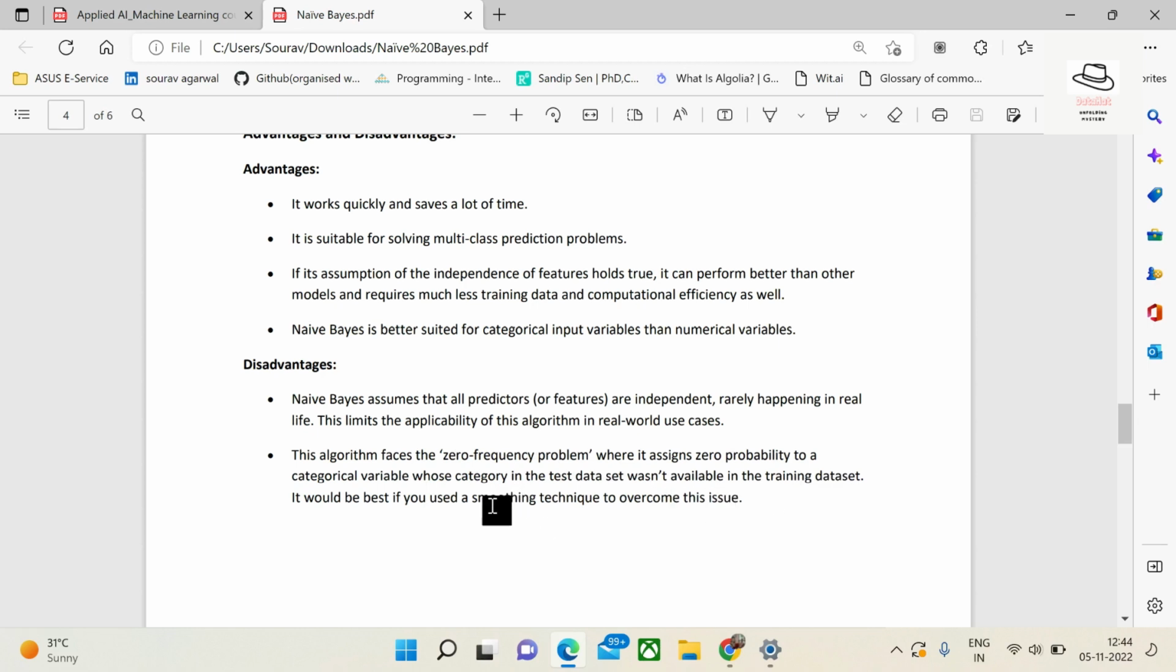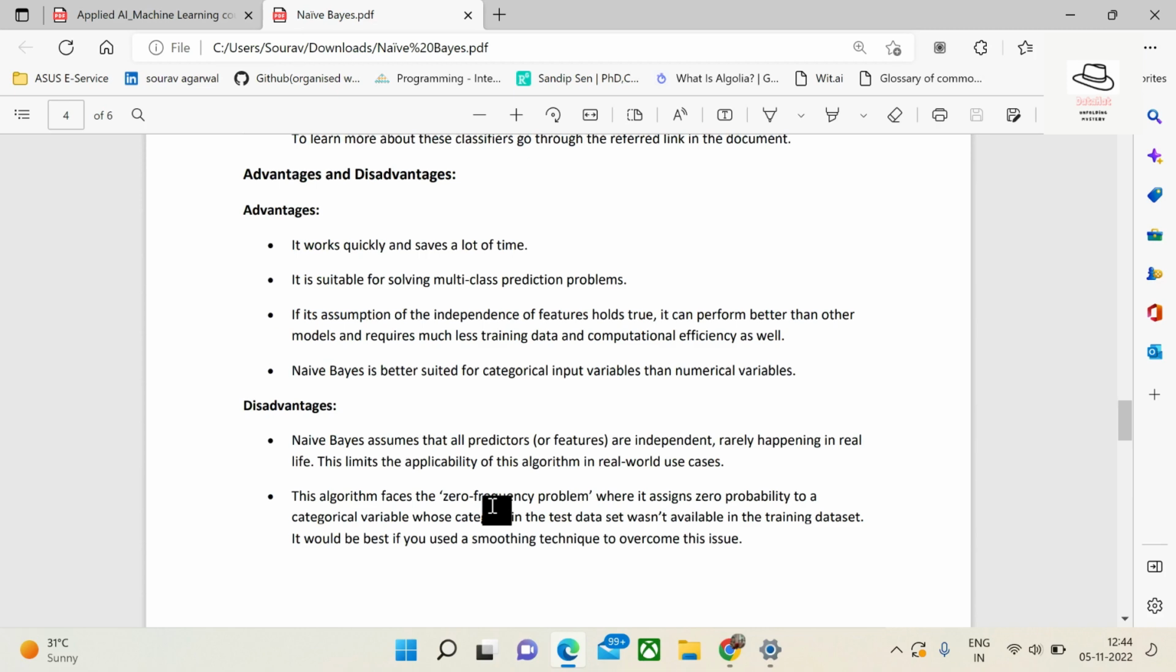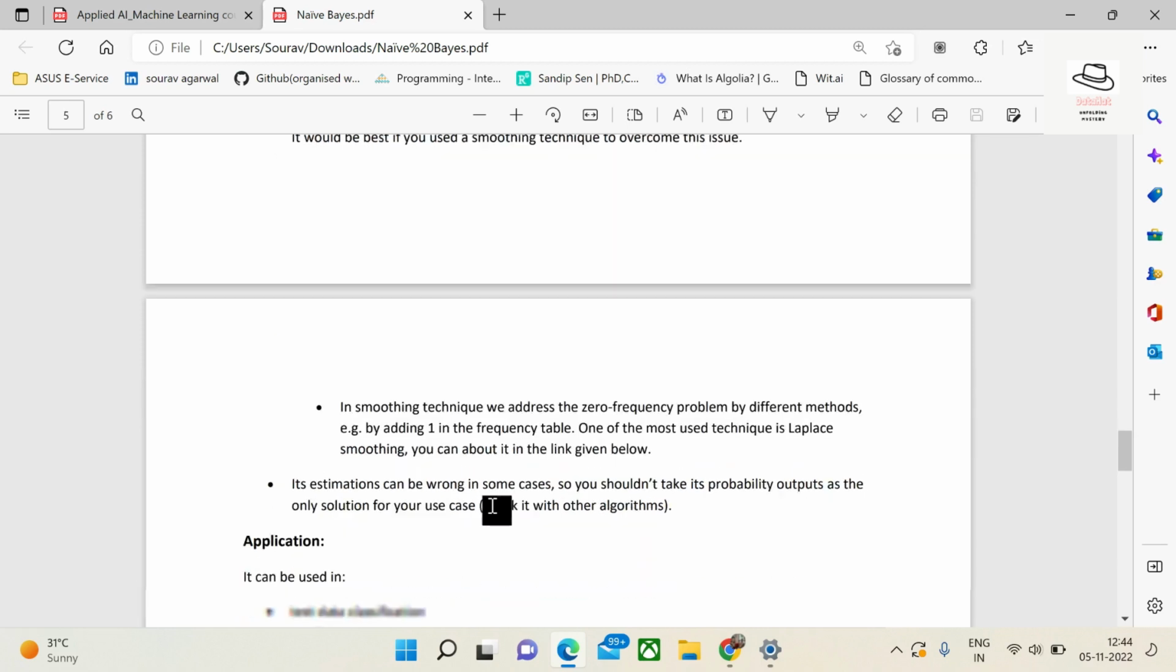So understand this thing. Say for example, there is a particular category in a feature which is not available in your training dataset. It would be assigned a probability of 0, and since it is a multiplicative formulation, your entire output would become 0 probability, right? If you multiply multiple quantities and if any one of the quantities is 0, then the entire equation becomes 0. So that is another disadvantage. Hope this is making sense and you are understanding the naive Bayes algorithm. It is very simple and very easy to understand.